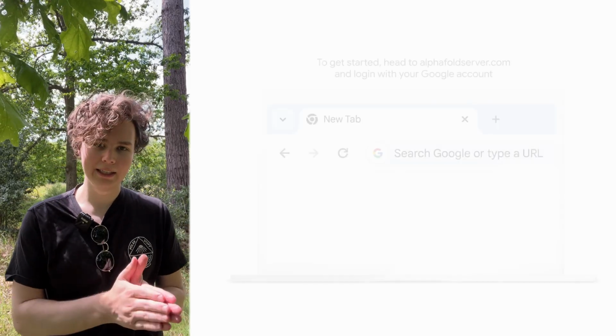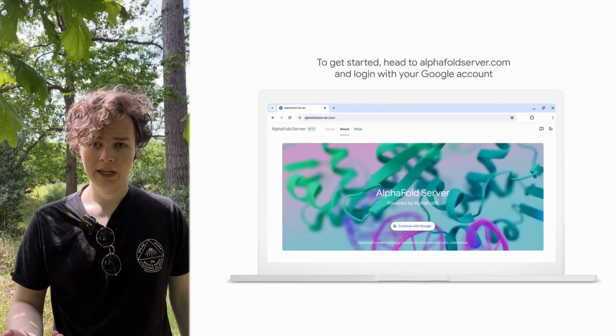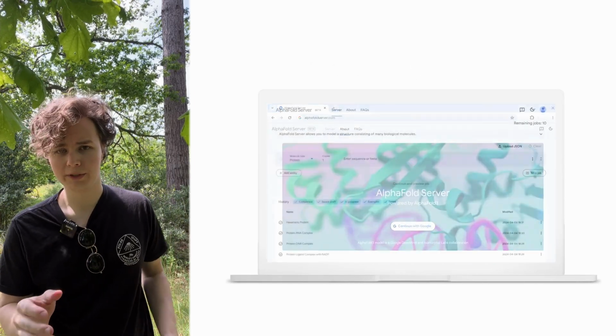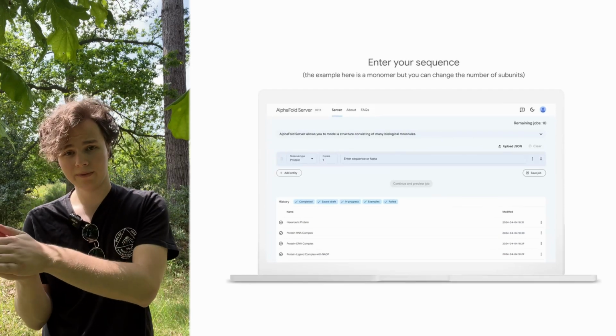So what is AlphaFold? The short answer is that it's basically like DALL-E, the image generating AI, except for proteins instead of images. Instead of putting in a string of text as your prompt to get a picture, you put in a string of amino acids to get a 3D protein structure. So why is that useful?